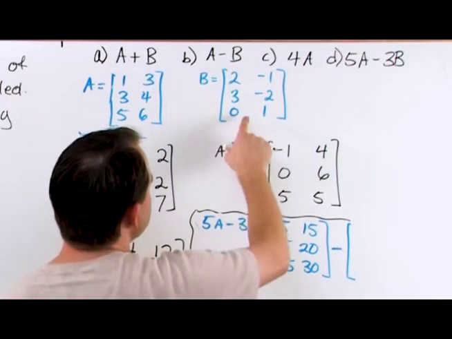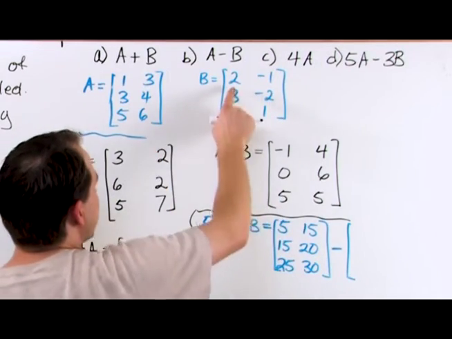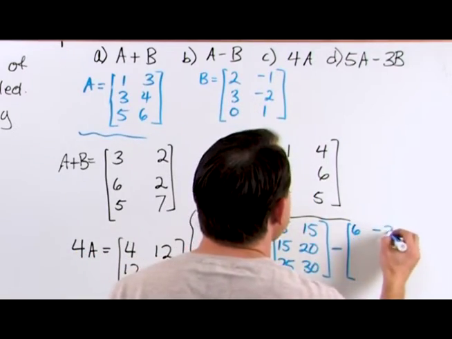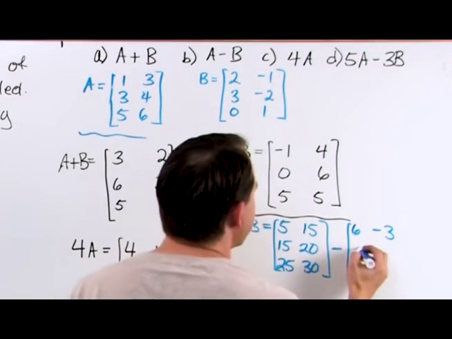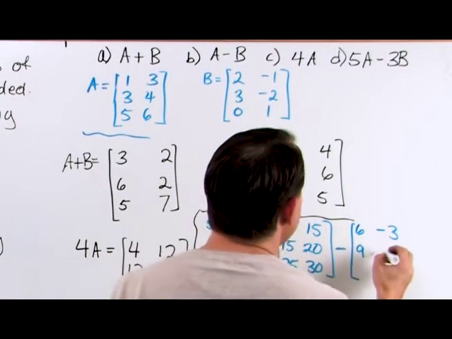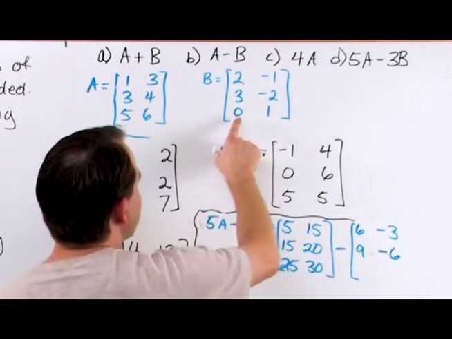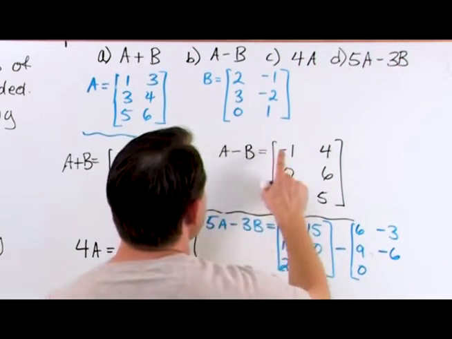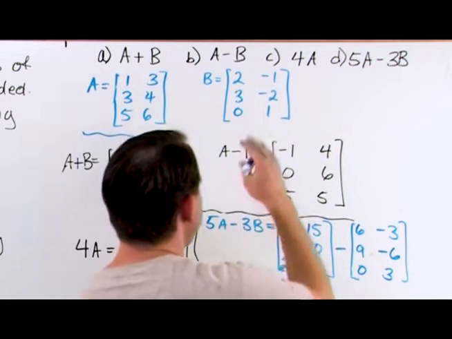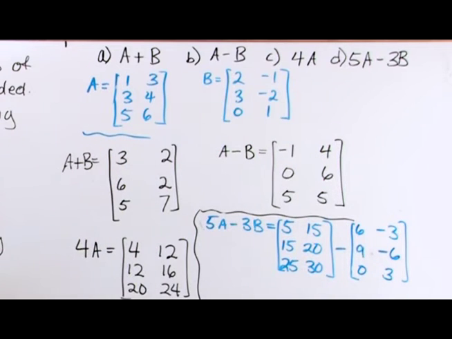b. b is up here. I multiply every element by 3. 3 times 2 gives me 6. 3 times -1 gives me -3. 3 times 3 gives me 9. Okay, and multiplying 3 times -2 gives you -6. Multiplying 3 times 0 gives you 0. Multiplying 3 by 1 gives you 3. So basically you're just going through that matrix element by element and multiplying by the scalar, which is out in front, which is 3.